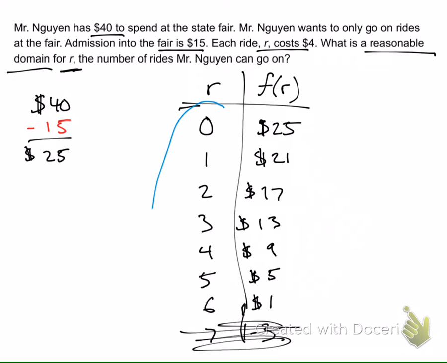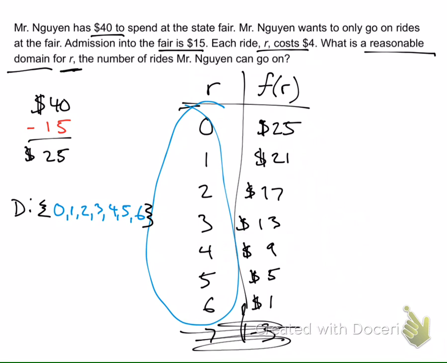I'm going to list as my reasonable domain all the x values. So what makes sense? What's reasonable? Well, the domain values, all set x values are going to be from lowest to greatest, right? 0. I could go on 0 rides, 1 ride, 2 rides, 3, 4, 5, and 6, and then I can't go on 7. That's the highest value I can go on, 6. I'm done. Even though I have money left over, I can't go anymore.